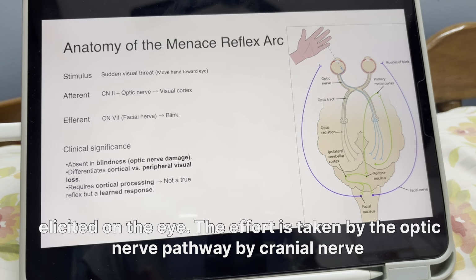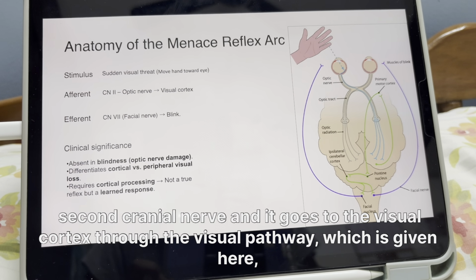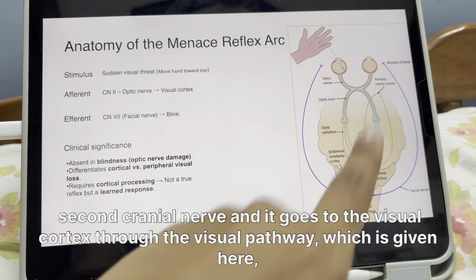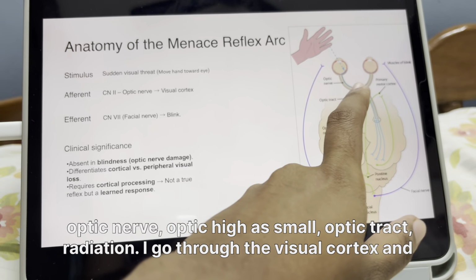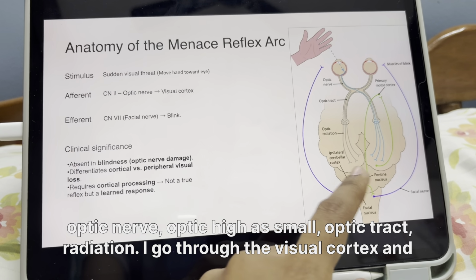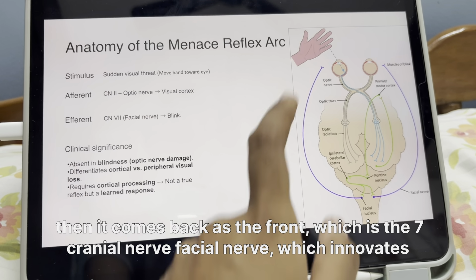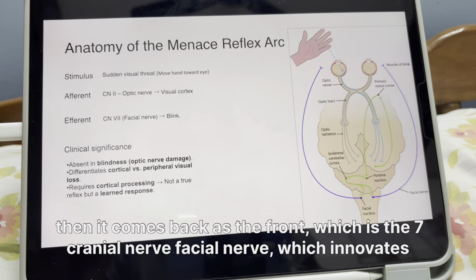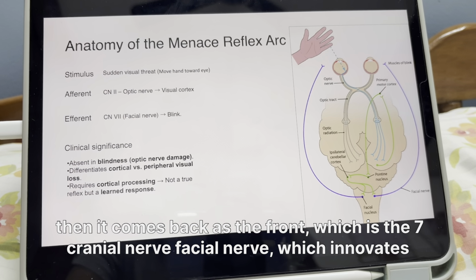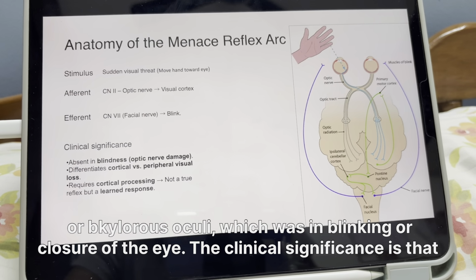The afferent is taken by the optic nerve pathway, the second cranial nerve, and it goes to the visual cortex through the visual pathway, which is given here: optic nerve, optic chiasma, optic tract, radiation, and it goes to the visual cortex, and then it comes back as the efferent, which is the seventh cranial nerve, facial nerve, which innervates orbicularis oculi, which results in blinking or closure of the eye.